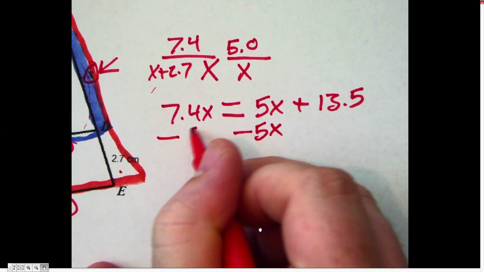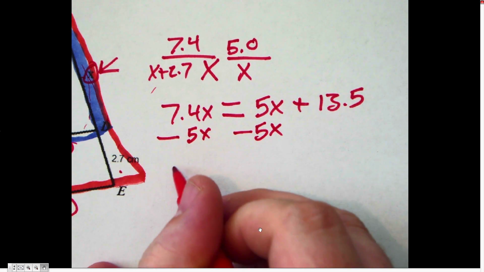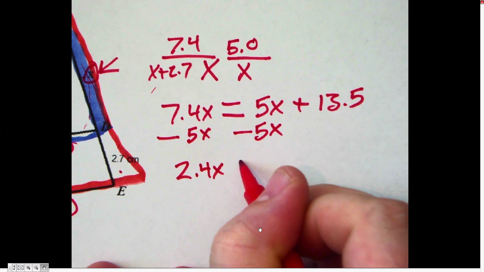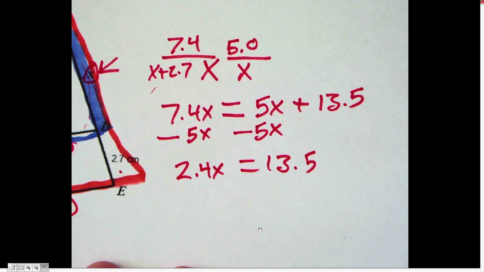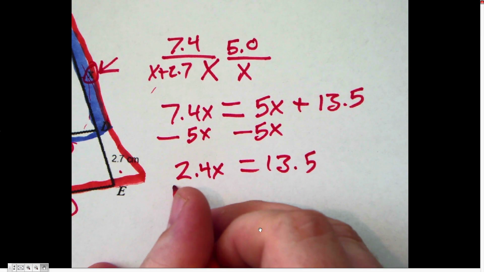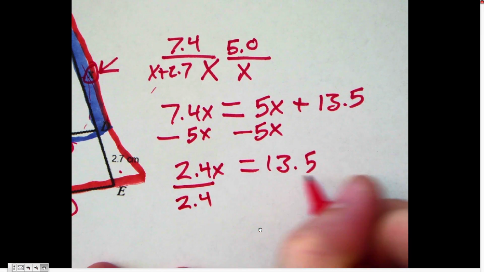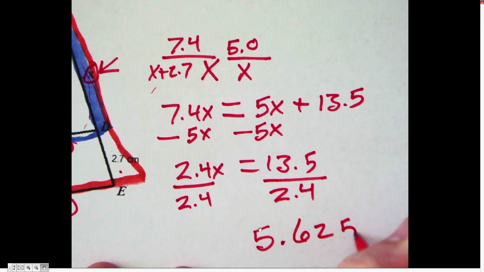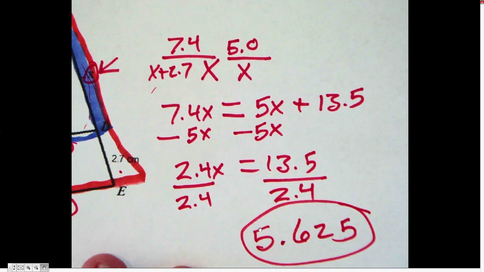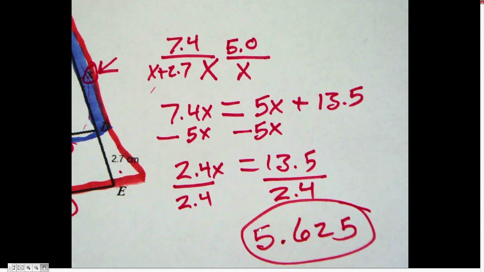Let's get x's all on one side. So minus 5x minus 5x, and we get 2.4x equals 13.5. And as we have 13.5 and 2.4, we're going to just divide by 2.4, divide by 2.4, and 13.5 divided by 2.4 is 5.625. Okay, and that's how you do it.